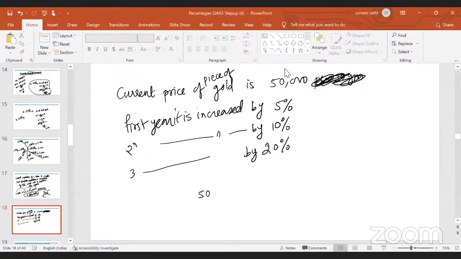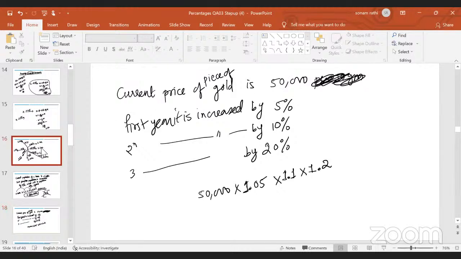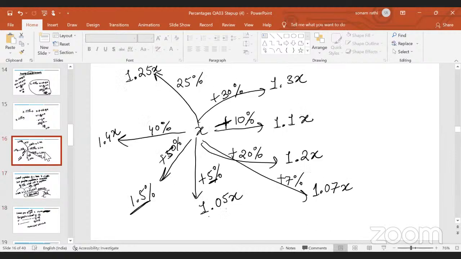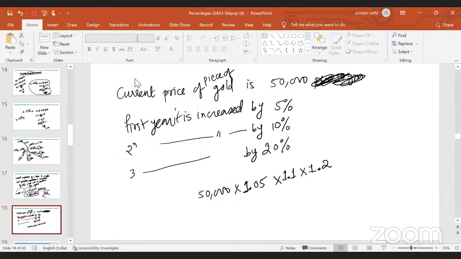50,000 into 1.05 into 1.1 into 1.2. That's it from our chart. 5% increase, this. 10% increase, this. 20% increase, this. Calculate it and tell me the answer. 69.3. Okay.